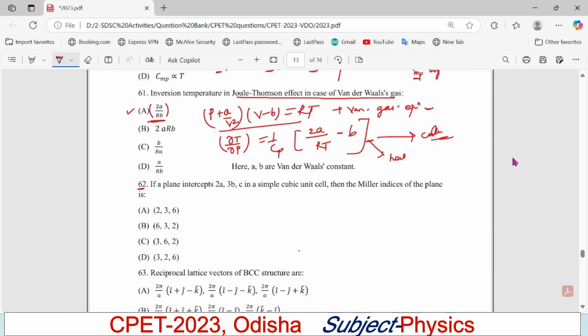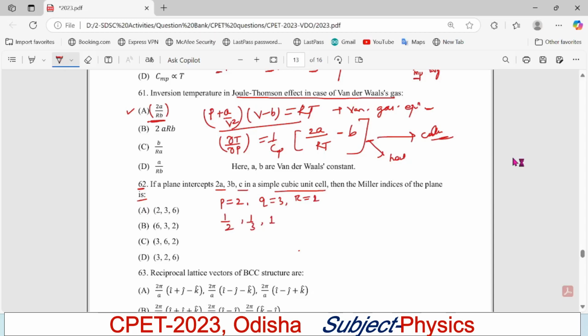Question number 62. If plane intercepts are 2A, 3B, 3C in a simple cubic unit cell, then what are the Miller indices of the plane? This is a simple question. So here 2A, 3B, 1C is given. That means P is 2, Q is 3, R equal to 1. According to the procedure, we first take the reciprocals of P, Q, R: 1 by 2, 1 by 3, 1 by 1. Then we simplify by multiplying by the LCM of the denominators of these three numbers. So the LCM will be 6.